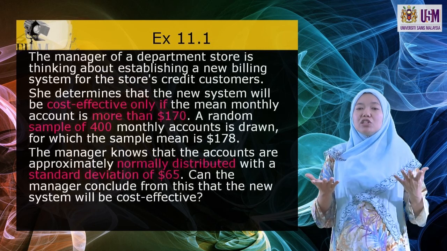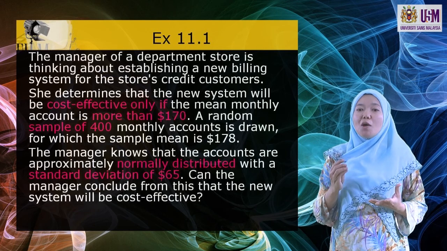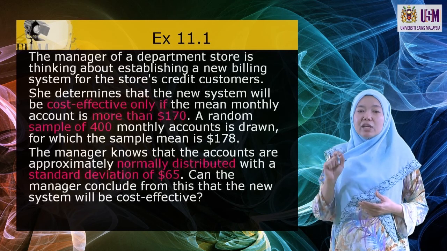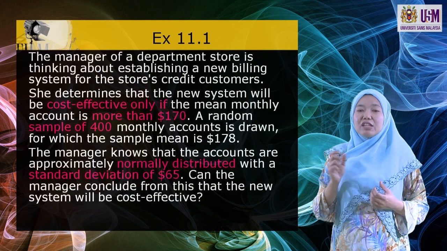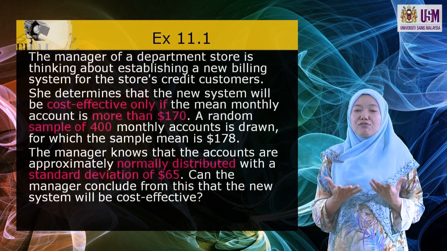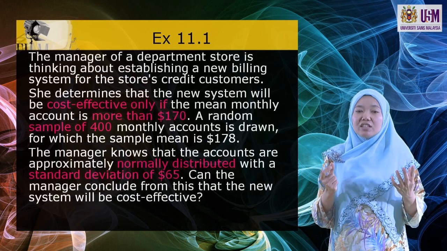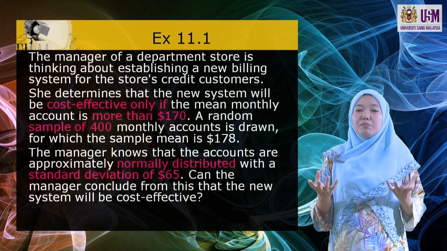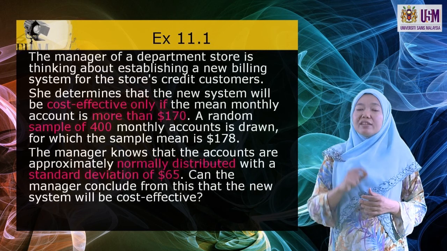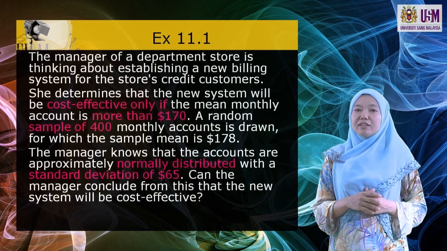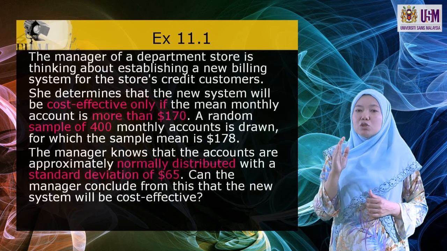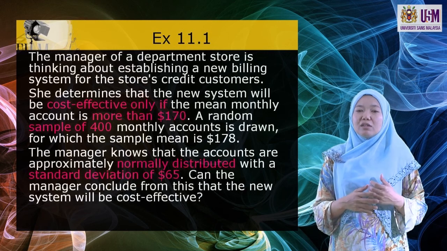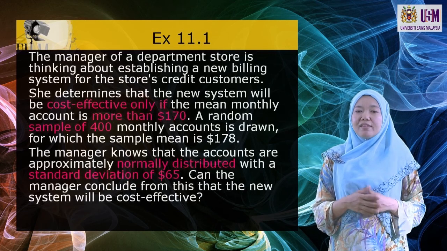So in this case, the manager knows that the accounts are approximately normally distributed. I told you this assumption is very important, okay? The assumption of normal distribution with a standard deviation sigma equals $65. Now the question is asking you, can the manager conclude from this that the new system will be cost effective? If you look back at the question, what's the definition of cost effective? If the mean monthly account is more than $170. So how are you going to write that in terms of symbols? Okay, let's look at what happens next.